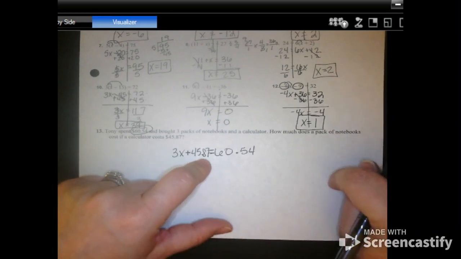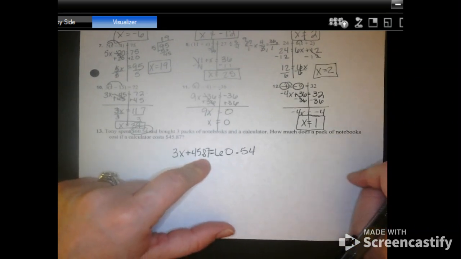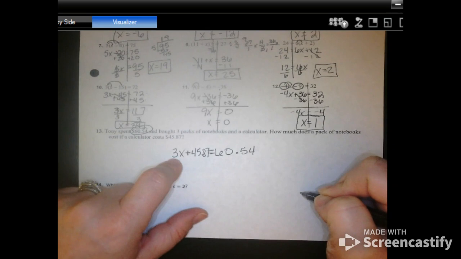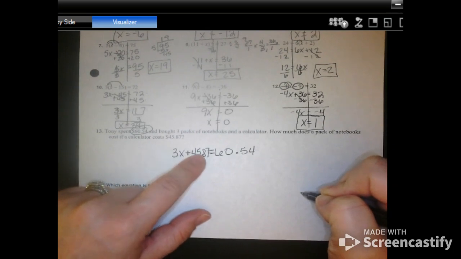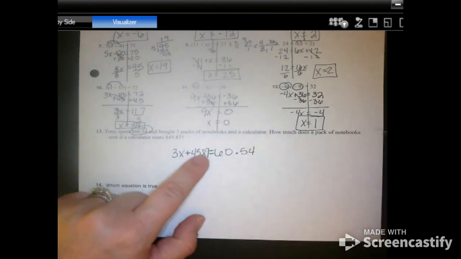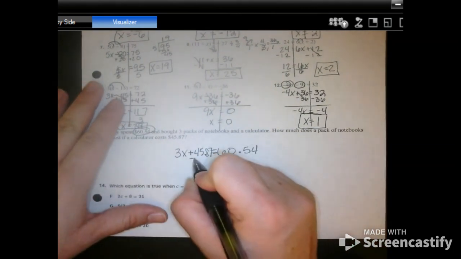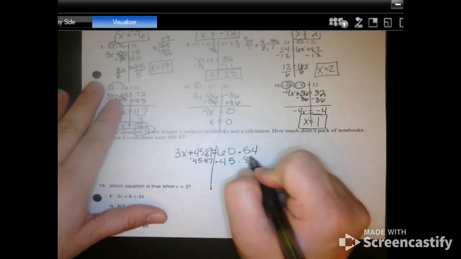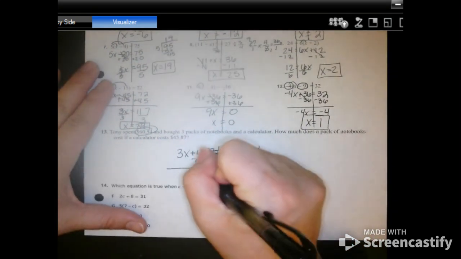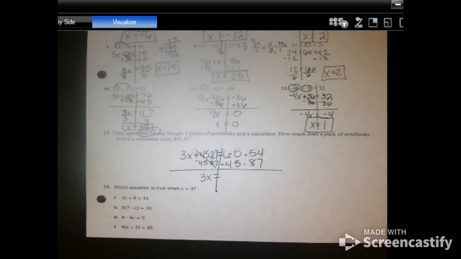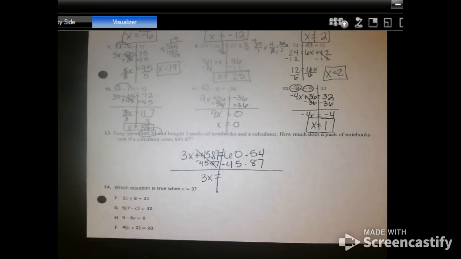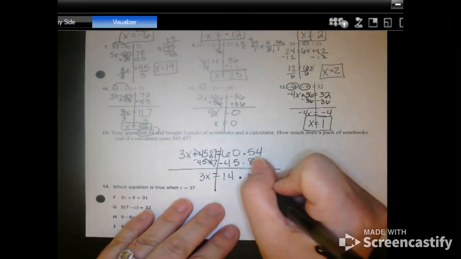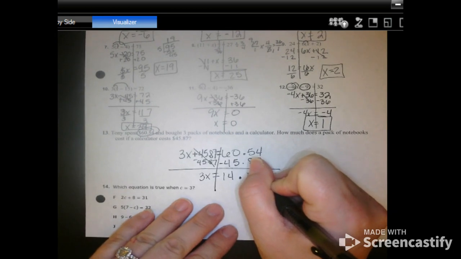Now, if it would have said I had 3 packs of notebooks and 3 calculators, I could have put that 3 outside. All right. But I didn't have 3 calculators, did I? Because if I would have put parentheses, I would have had to multiply this cost times 3, and I can't do that. So I subtract. What do I get when I subtract $45.87 from $60.54? I get what? Everybody agree? Yes?